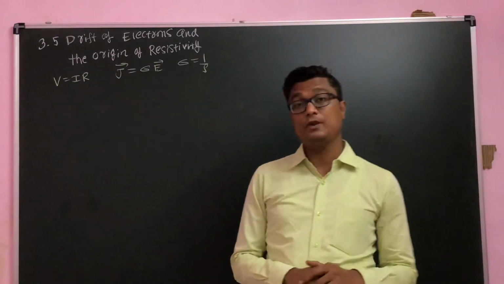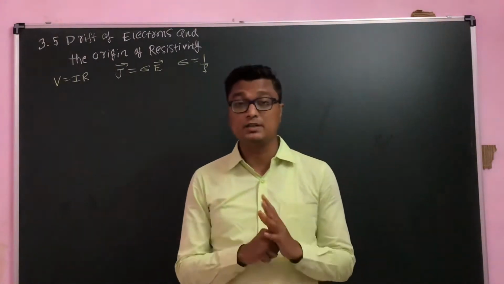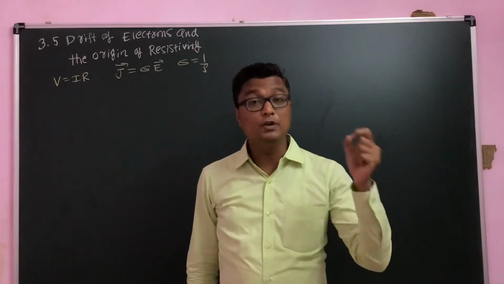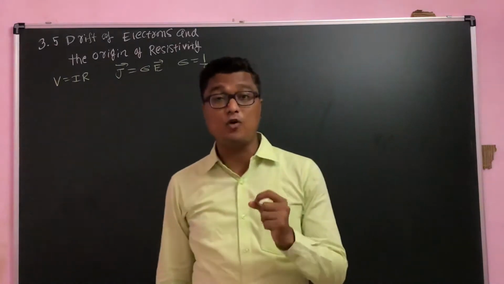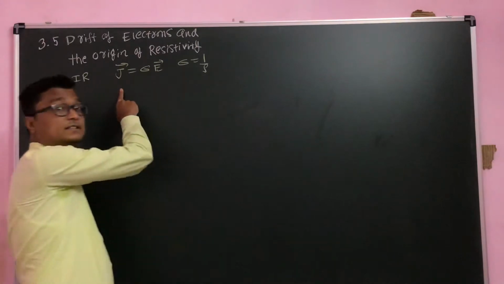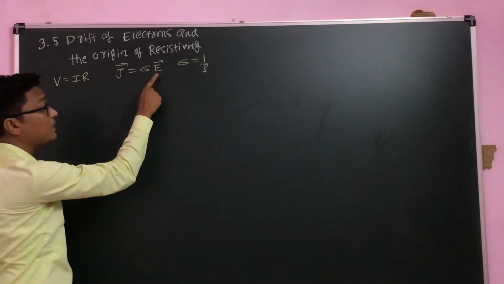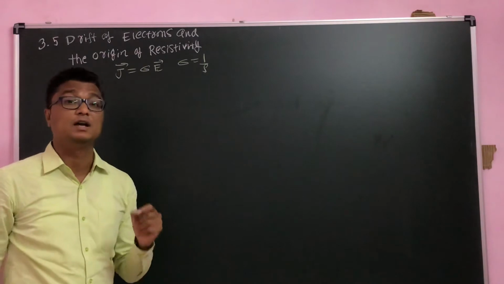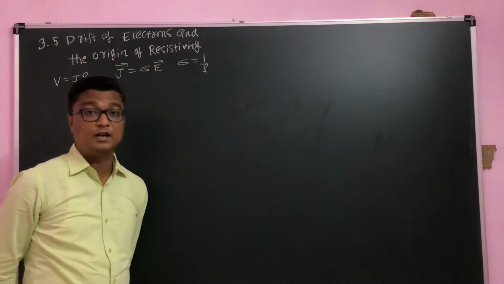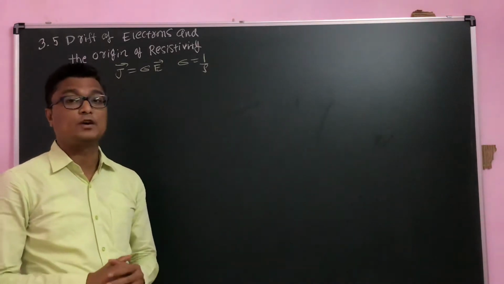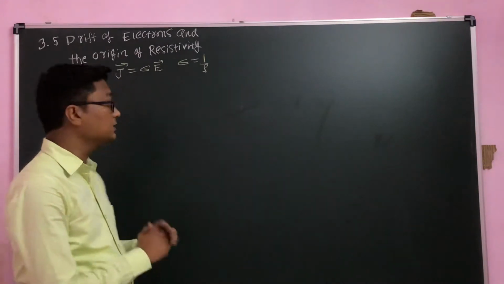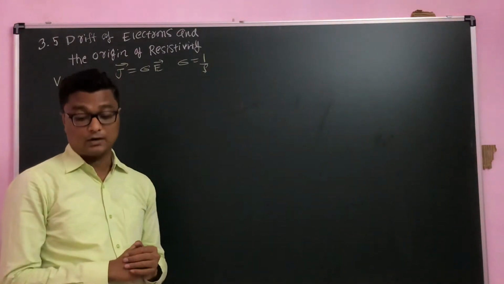So let us recall what we have discussed in our previous lecture. We discussed Ohm's law and we know that V is equal to IR. We also discussed another form of Ohm's law, which is J, that is current density, given as sigma into electric field. What was sigma? Sigma is conductivity, and sigma can also be given as 1 upon rho, where rho is the resistivity, right? So let us start today's discussion, that is the drift of electrons.